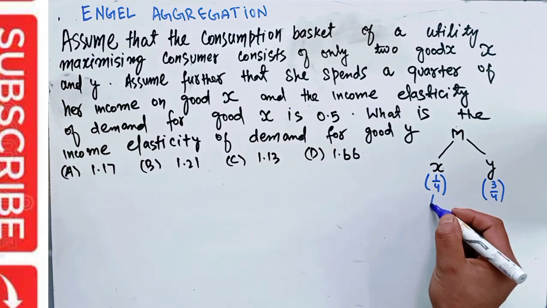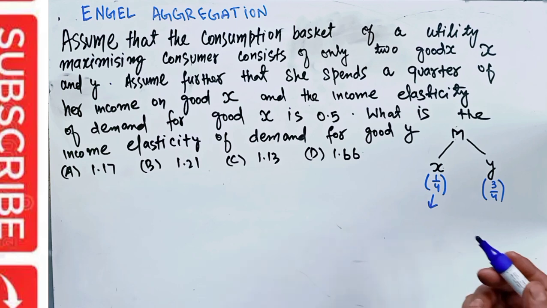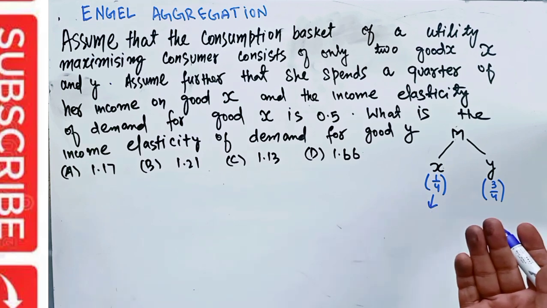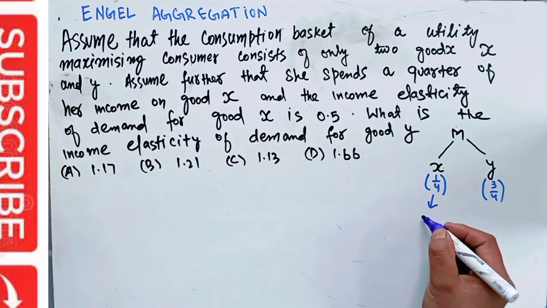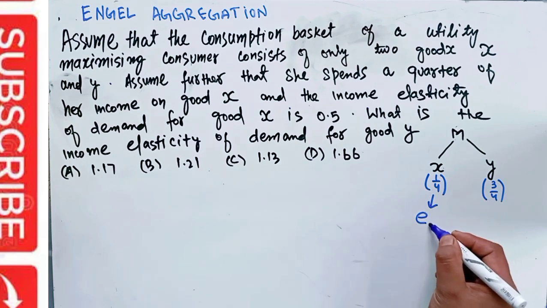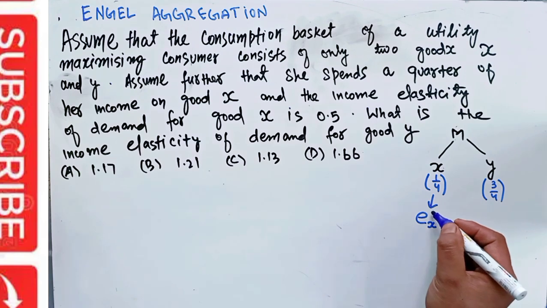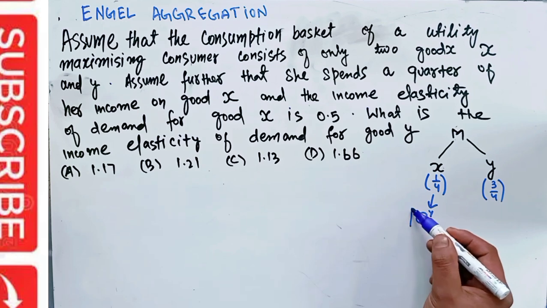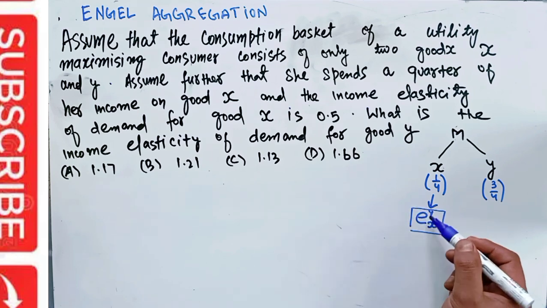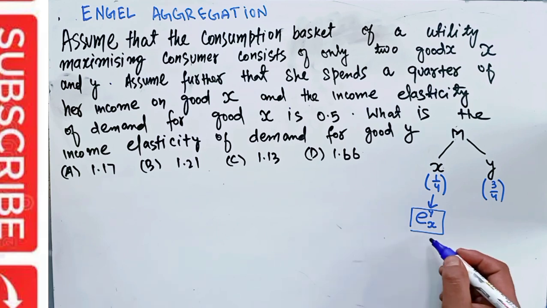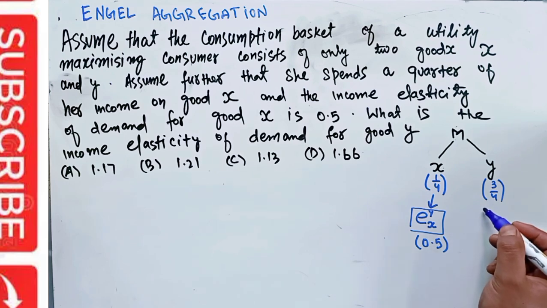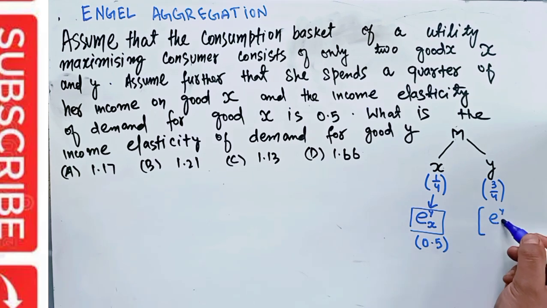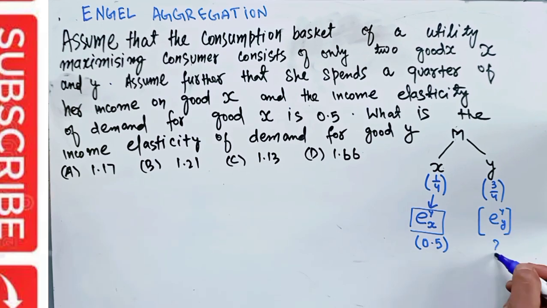Also, we are told the income elasticity of good X. Let's denote it by E subscript X. Let us denote the income elasticity of good X, and it is equal to 0.5. We need to find out the income elasticity of good Y, given these things.